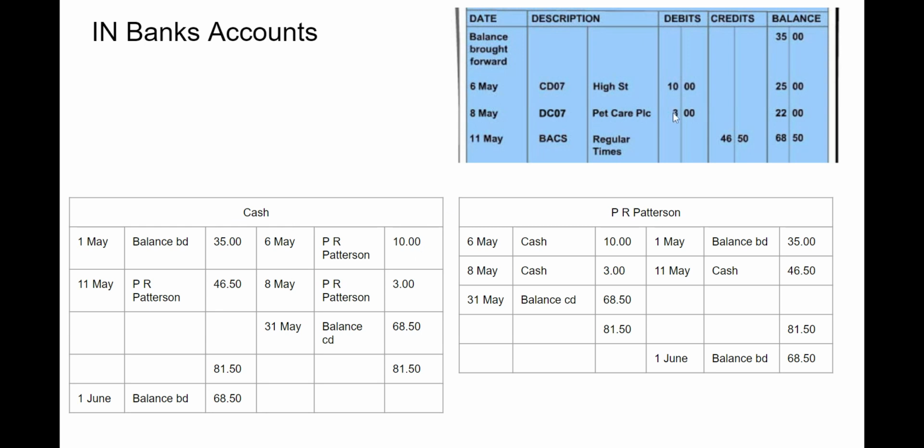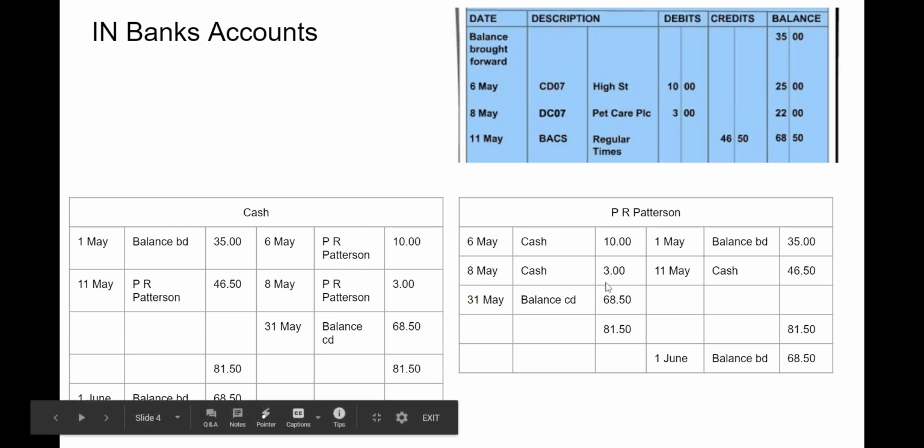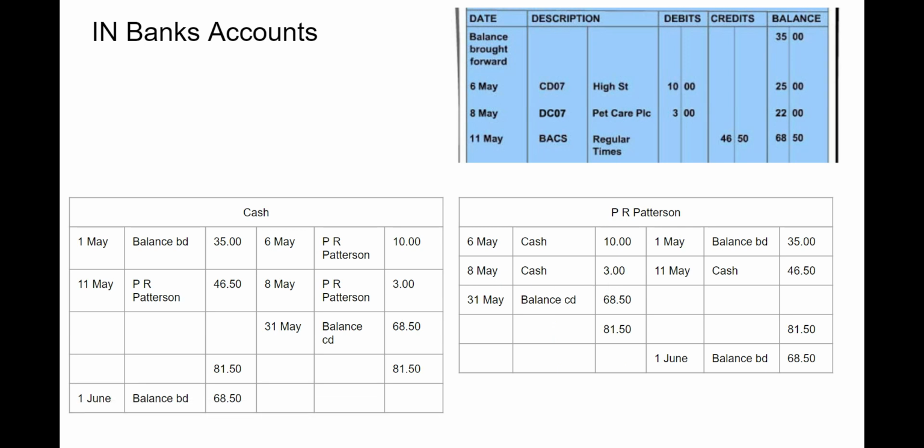Similarly with the transaction with Pet Care, because they give some of Patterson's money to Pet Care PLC when the cheque gets presented, that is going to reduce the amount of money that the bank owes to Patterson, and it's also going to reduce the amount of cash which they have in the bank. So therefore they're going to credit their cash asset. And then we've got the final transaction here where Regular Times transfers some money across to Patterson. And from the bank's point of view, they will now have £46.50 more cash in their possession than they had before.